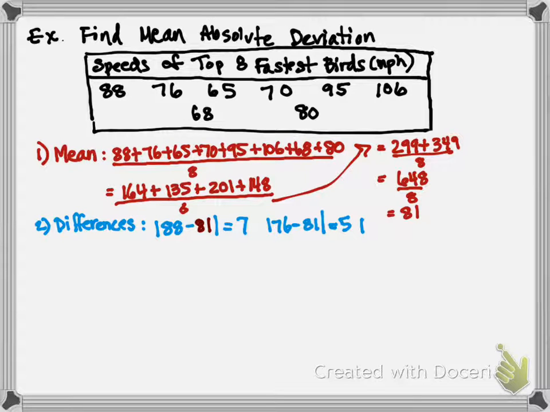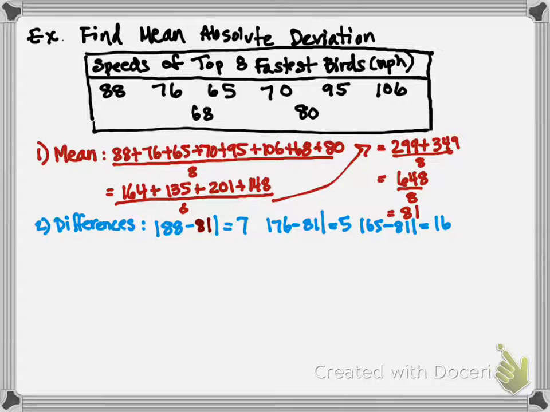So we get 76, take away 81. Now, when I get that answer, I'm actually going to get -5, but the absolute value would give me +5. And then we have 65, take away 81. So again, I'm going to end up getting an answer that's -16, but the absolute value would give me +16.